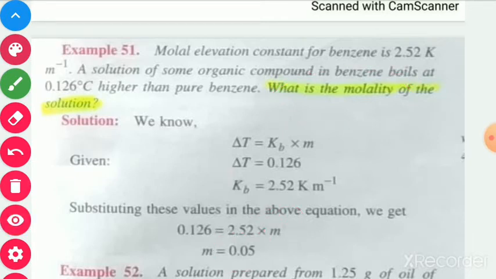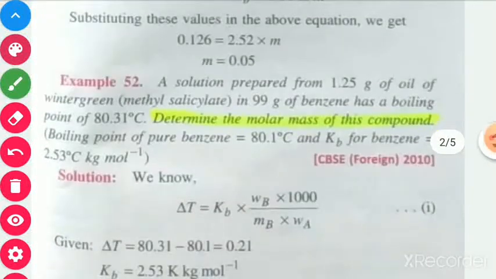Now the next question is: a solution prepared from 1.25 gram of oil of wintergreen, that is methyl salicylate, in 99 gram of benzene has a boiling point of 80.3831 degrees Celsius. Determine the molar mass of this compound. The boiling point of pure benzene is 80.1 degrees Celsius and Kb for benzene is equal to 2.53 degrees Celsius kg per mole.